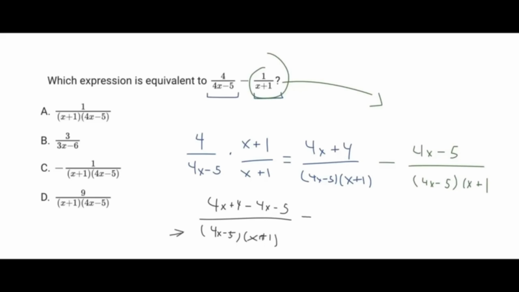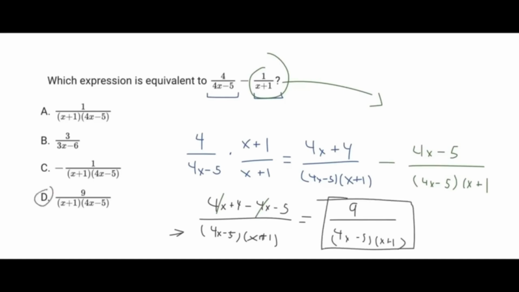So let's just evaluate the top part, right? With 4x minus 4x, those two are going to cancel, so that's just going to be 0. But now in our case, we have 4 minus negative 5. So we're really just adding 5 to 4, so that's going to be 9. So you have 9 on top, and then 4x minus 5, x plus 1. Really messy, but whatever. And so we have our equivalent expression right here. And we can see that actually matches up with answer choice D, and therefore that is our answer.